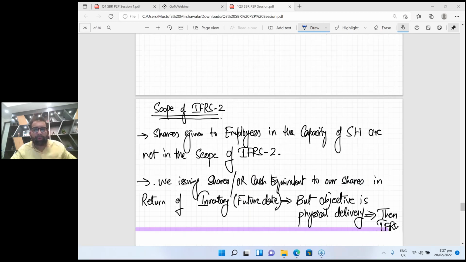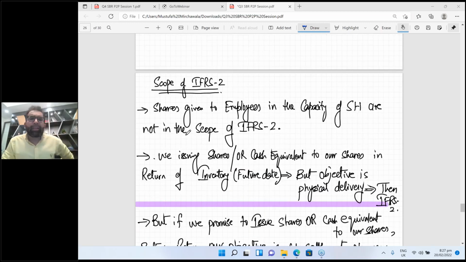Now listen, one more thing, this is related. Normally this is the favorite area of the examiner, the scope, the criticism, these areas are normally tested. They don't ask normal IS nowadays, they ask the technical issues.